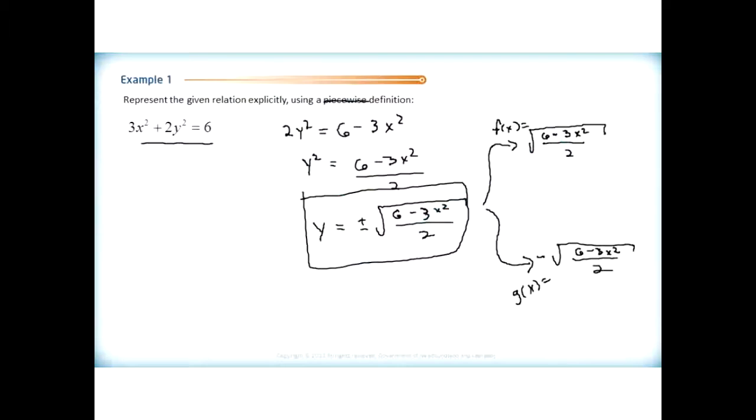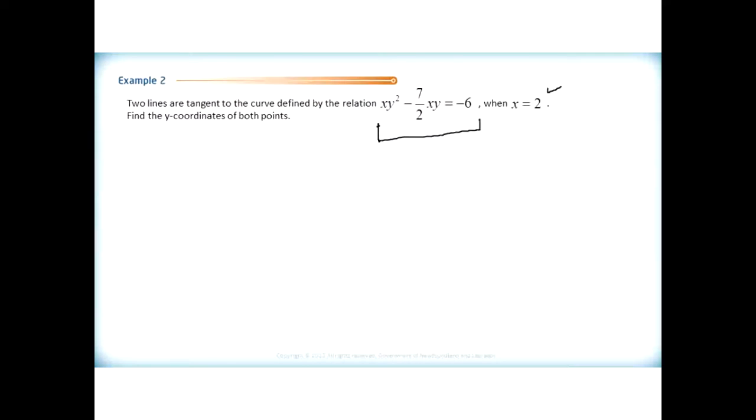So that's basically all that's saying. At any one of those points, I'd only get one unique tangent, but I could actually have my tangent lines at three different points here. So two lines are tangent to this curve when x equals 2. So it says find the y-coordinate of both points, and perhaps be more specific, I should say here, both points of tangency. So we've got to find the y-coordinates of both points of tangency when x equals 2.